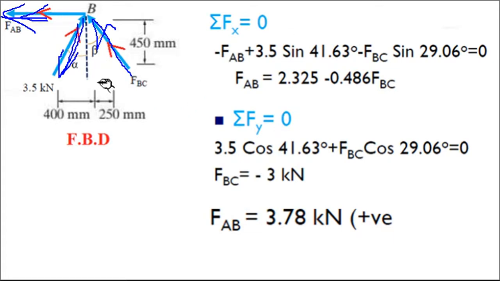Just use sum of Fx equals 0, minus FAB, that is horizontal, plus this inclined force is in the first quadrant. You resolve this, x component will be 3.5. This angle is with vertical, that's why I have taken 3.5 sine of 41.63. अगर आपको हॉरिजॉन्टल से लेना है तो क्या लेंगे, 3.5 cos of 90 minus 41.63, because I have not calculated this angle with horizontal.